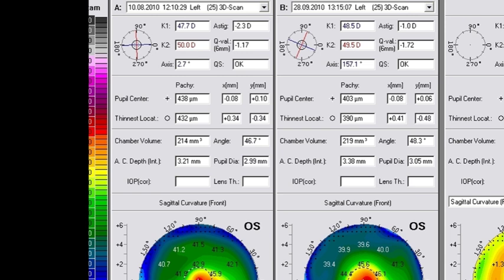I did tomography guided treatment for him. Now, this is pre-op, this is post-op, and this is the difference map. I could remove about 1.3 diopters of astigmatism and regularize the cornea.